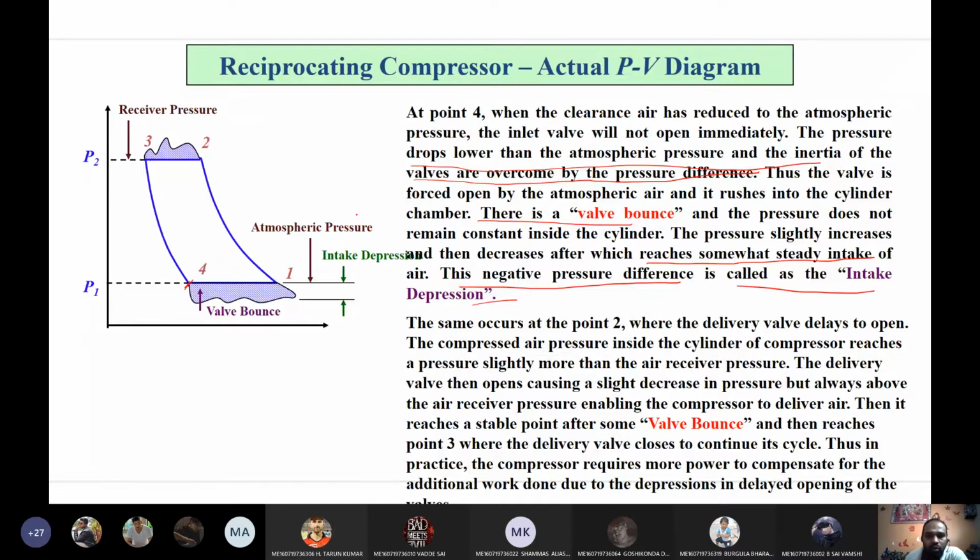Similarly, at point 2 where the delivery valve delays to open, actually according to the theoretical one, at point 2 the delivery valve has to open right now, but practically the delivery valve will open when the pressure inside the air compressor is more than the required pressure, because it has to overcome the inertia of the valves.